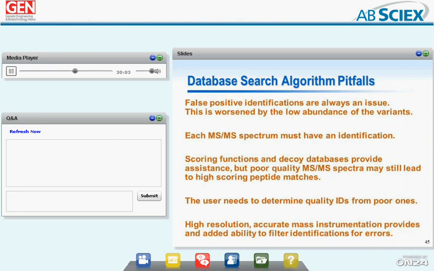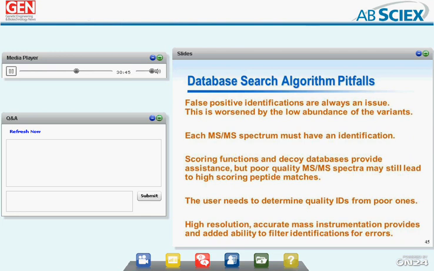So when we look at our database search algorithms, they do have pitfalls, and Protein Pilot is no exception. False positive identifications are always an issue, and this is worsened by the low abundance of the variants. So it is difficult to identify quality MS-MS spectrum, leading to the identifications and thus site-specific confirmation of where the amino acid sequence variant occurs. Each MS-MS spectrum must have an identification. In our scoring functions, we use decoy databases to provide assistance, but these poor quality MS-MS spectra can still lead to high scoring peptide matches. And the onus then is on the user to determine the quality identifications from the poor ones.